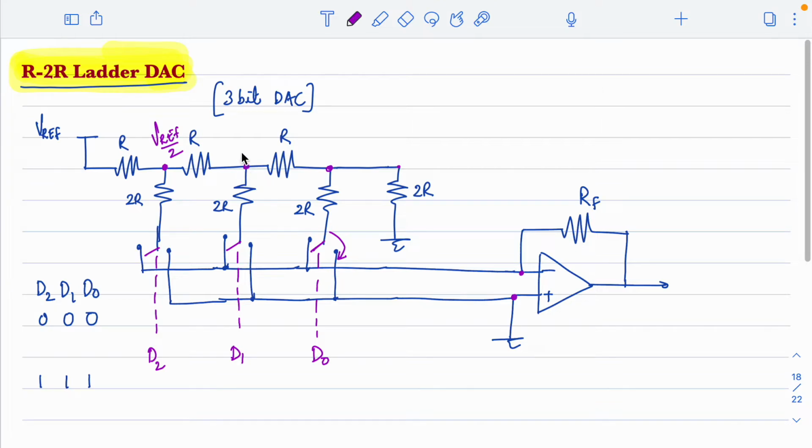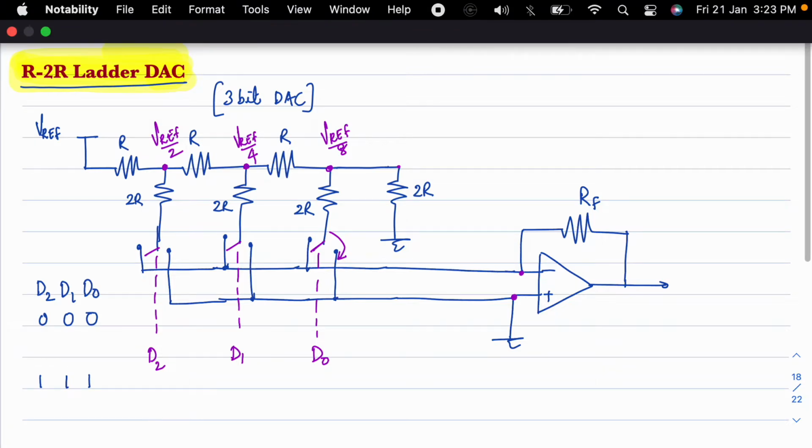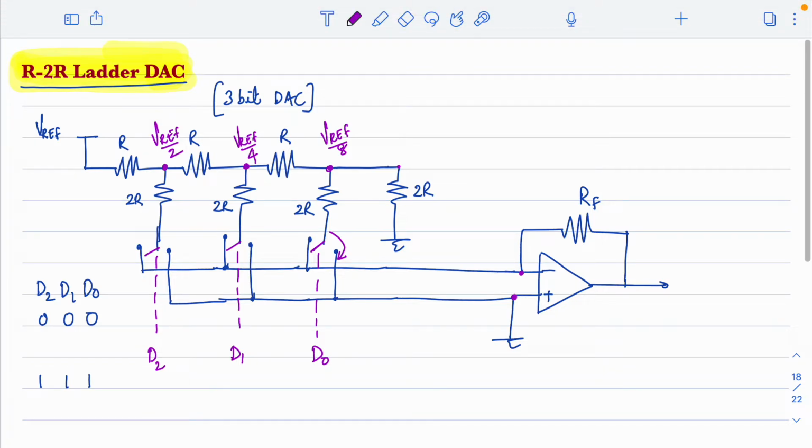What will be the voltage? Yeah, this will be Vref divided by 4. And the next node voltage will be Vref divided by 8. This is how the node voltages will be, right? So if you look at the node voltages, you can see that there is a binary weighted relationship because of the voltage division in the ladder, and that is specifically due to the relationship between the resistor values, because we use R and 2R resistance values, right?